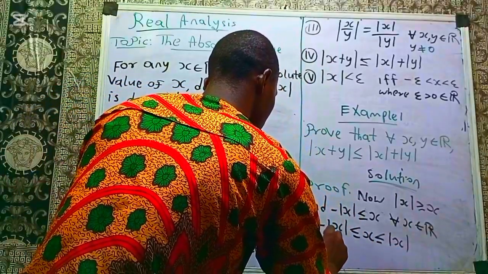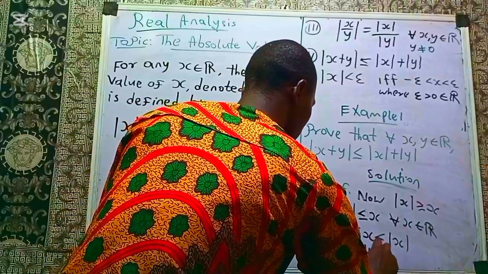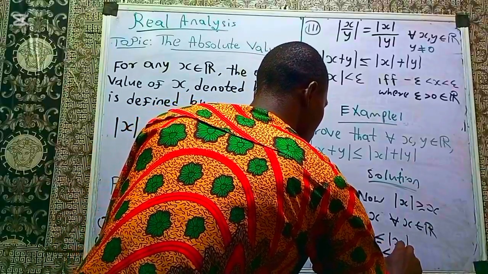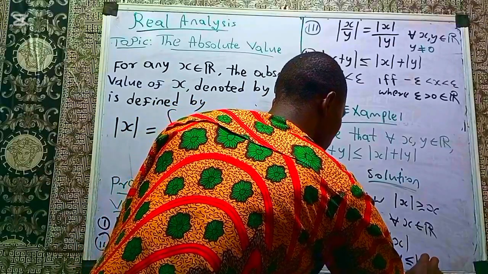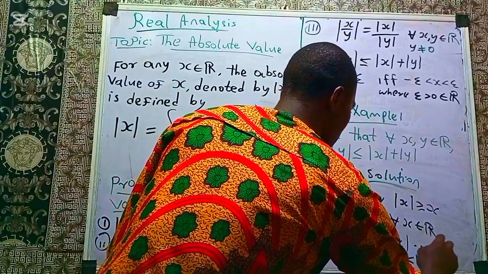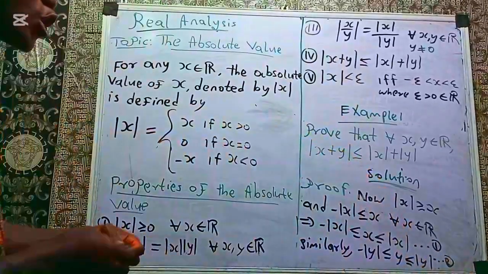Similarly, negative absolute value of y will be less than or equal to y, less than or equal to absolute value of y. So I can call this first one equation 1, call this second one equation 2.